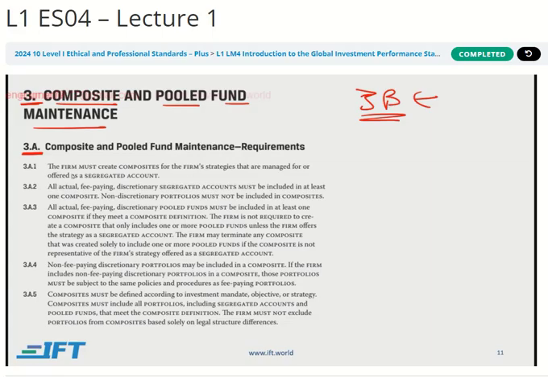So I'll just read the first two for you. The firm must create composites for the firm's strategies that are managed for or offered as a segregated account. All actual fee-paying discretionary segregated accounts must be included in at least one composite. Non-discretionary portfolios must not be included in the composites. So these are the most important points. Now, you can just read through the rest, but I feel that the testability of the rest of the material is low. You can just read it to get a sense.